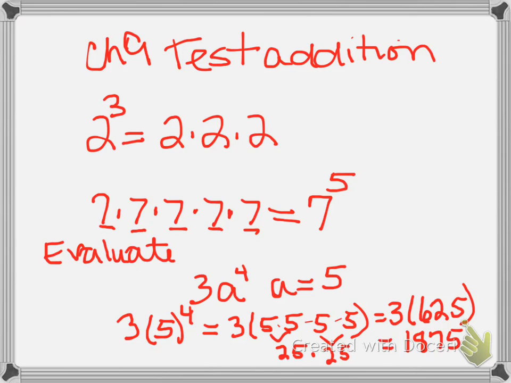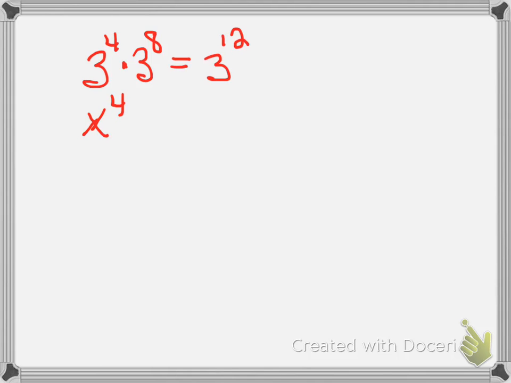All right, the next lesson that we talked about was products of monomials. So if we had something like 3 to the fourth times 3 to the eighth, we would leave the base of 3 alone and add the exponents, so it would be 3 to the 12th. If you had something like x to the fourth times x to the seventh, you would have x, and then you would add the exponents again, to the 11th.